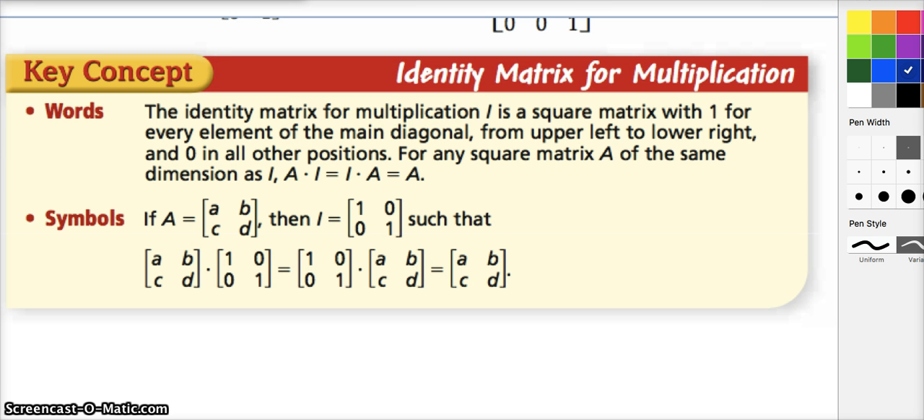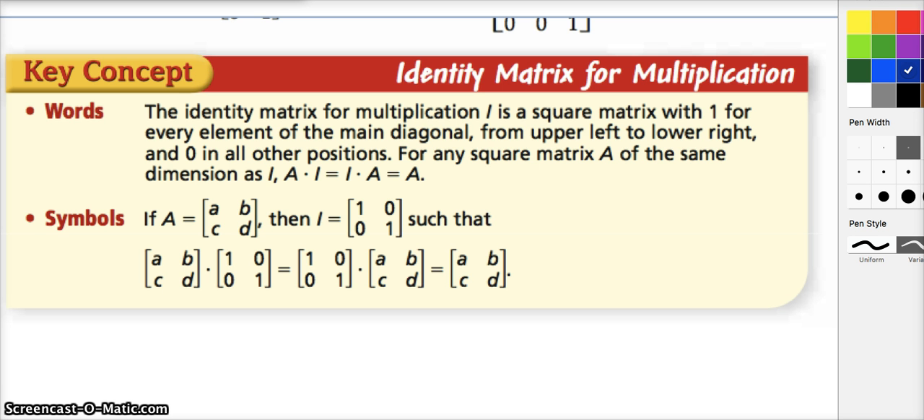The key is to remember that the identity matrix for multiplication, I, is a square matrix with 1 for every element of the main diagonal, from upper left to lower right, and 0 in all other positions. For any square matrix A of the same dimension as I, A times I is equal to I times A, and that's just going to give you A. That's exactly what an identity does.